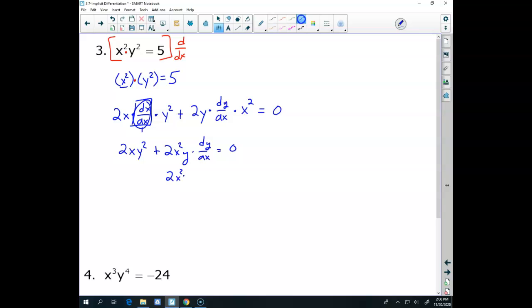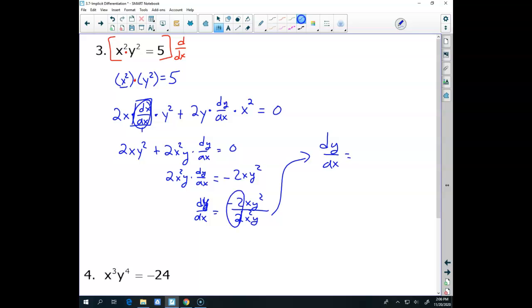So I know 2x squared y times dy/dx equals negative 2x y squared. So obviously, dy/dx equals negative 2x y squared over 2x squared y. And of course, I'm going to reduce this thing to say dy/dx equals negative y over x. There's one more x in the bottom, there's one more y in the top. There's my derivative in terms of both x and y.